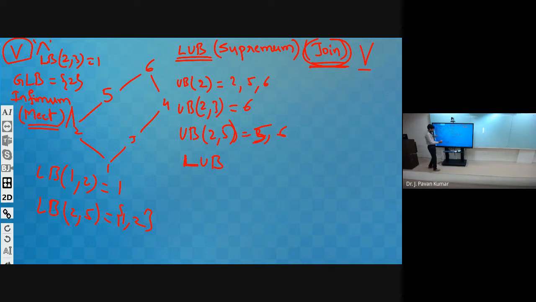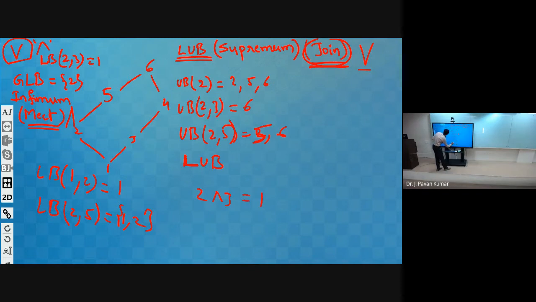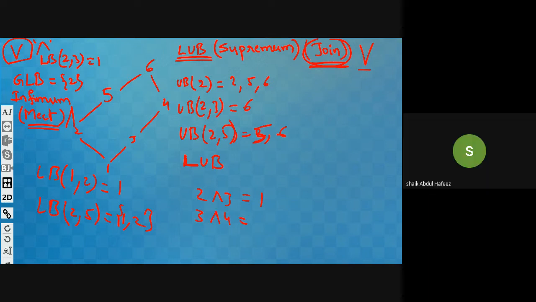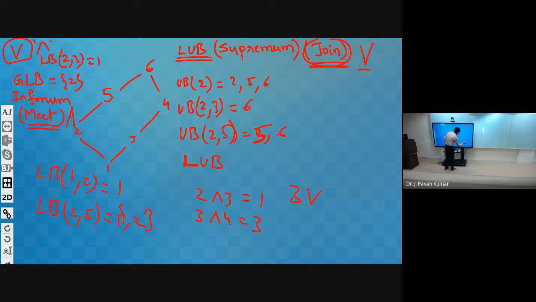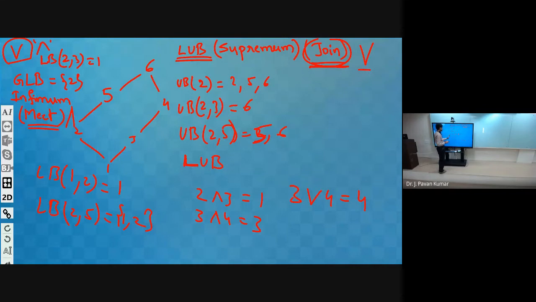Now, if I say 2 meet 3, what is the answer? 2 meet 3 will be 1. Next, 3 meet 4? 3. 3 join 4? 4. Like that, meet means greatest lower bound, and join means least upper bound.